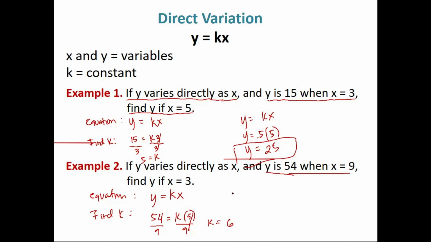Then for the last part, you are asked to find y if x is equal to 3. Copy the original equation, substitute the computed value of k, which is 6, multiply it by the given value of x, which is 3. Therefore, y is 18. This is now the answer in example number 2. So that's it.